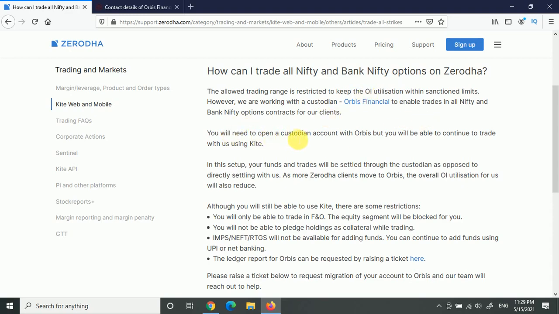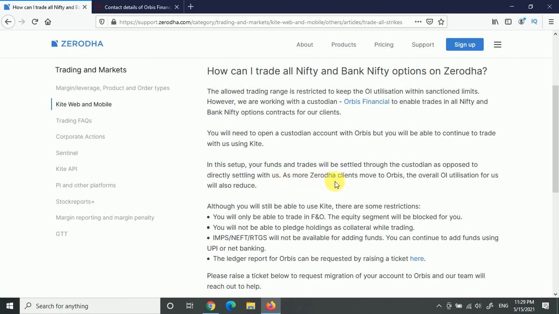You will need to open a custodian account with Orbis, but you will be able to continue to trade with us using Kite. I think the main reason people love Zerodha is their simple UI and the Kite application that is very simple to use. So though your custodian will be changed, you will be able to trade through the Kite application, which is the Zerodha application. In this setup, your funds and trades will be settled through the custodian as opposed to directly settling by us. So now instead of Zerodha settling, it will be settled by Orbis.